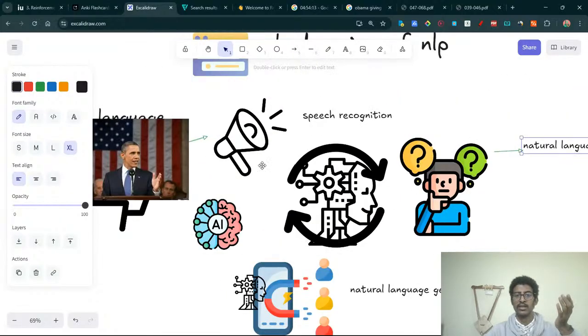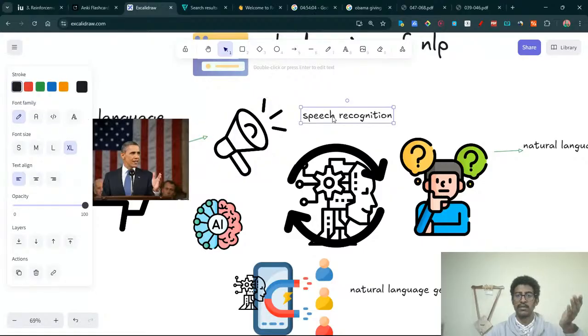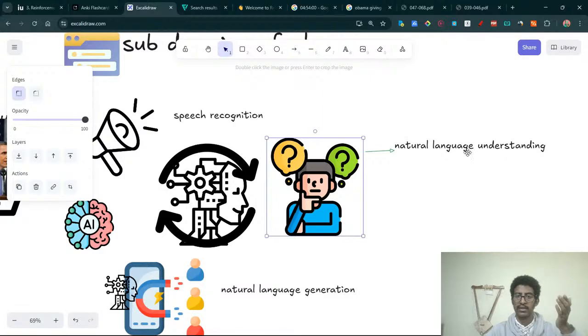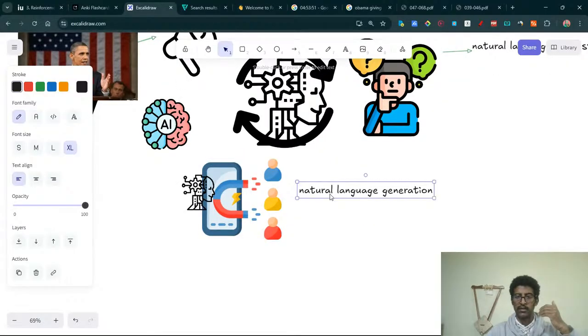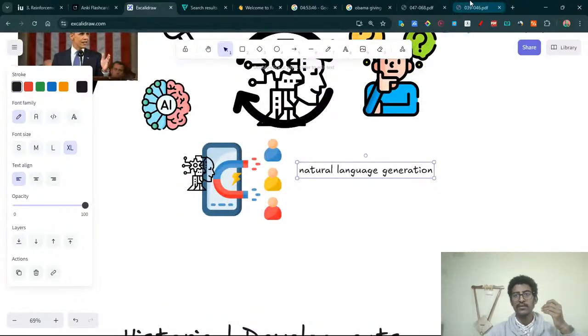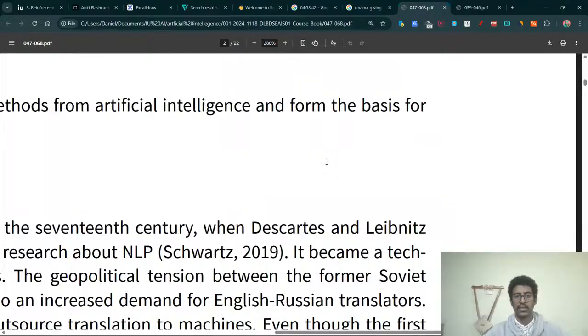So as I put it here, this is a microphone, which indicates someone speaking, so it can recognize speech. And then this is understanding the human thinking, so natural language understanding. And then here, as you can see, this is the AI generating responses, so natural language generation. These three are the subdomains of NLP, so we can look at them here.